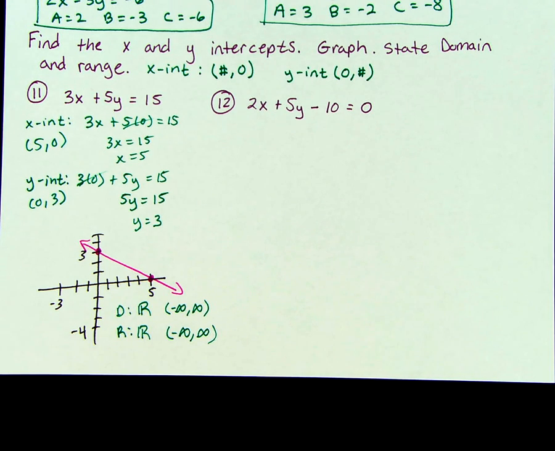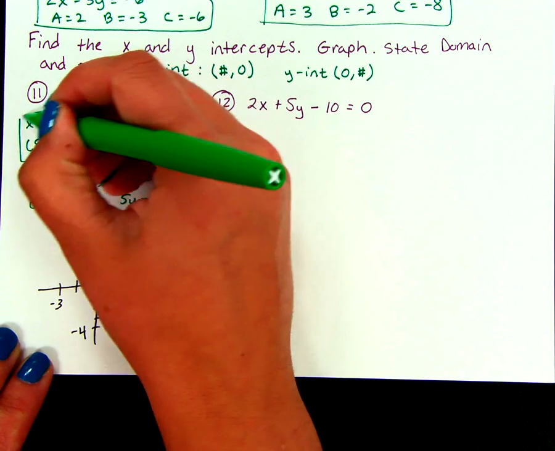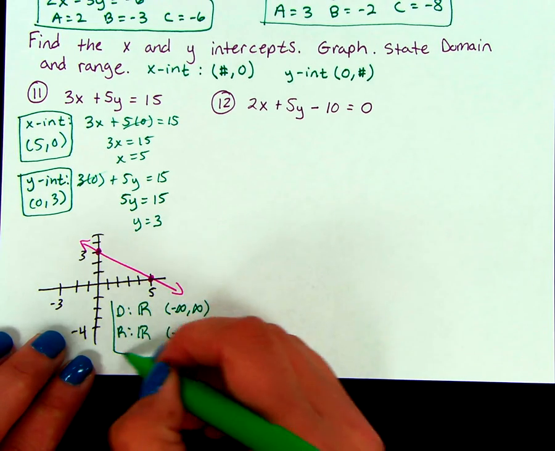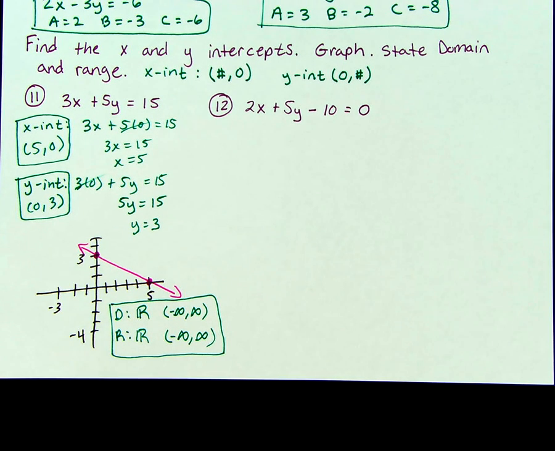So we have a couple parts to this question. X and y-intercept, so here is our x-intercept. Y-intercept, we have our graph, and then our domain and range. So all of this is our answer, including our graph. All right, let's try one more like that.